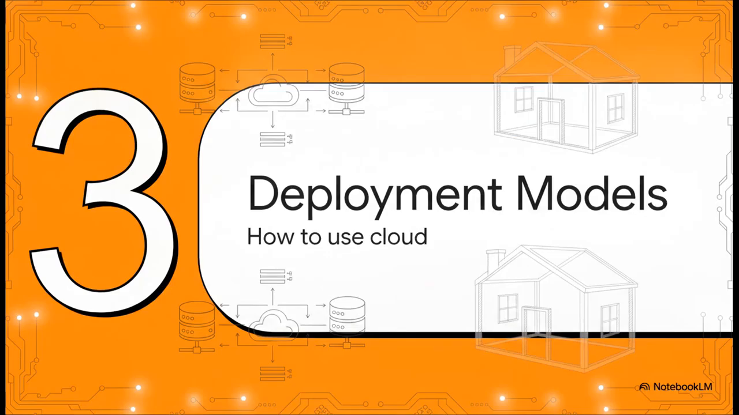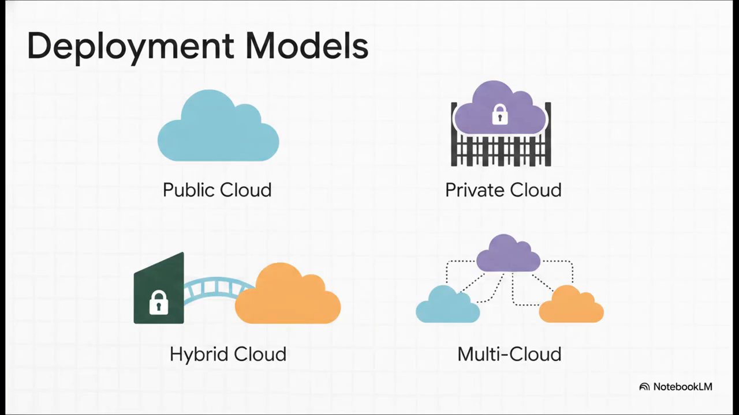Okay, Section 3, Deployment Models. Let's look at how you actually use the cloud. You essentially have 4 main deployment models to choose from. You can use a public cloud like AWS, where the infrastructure is entirely owned and operated by the provider. If you absolutely need total physical control, you might use a private cloud dedicated to your organization on premises. Then there's the hybrid cloud, which is a mix of both.